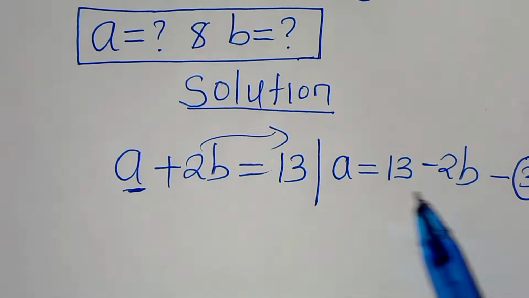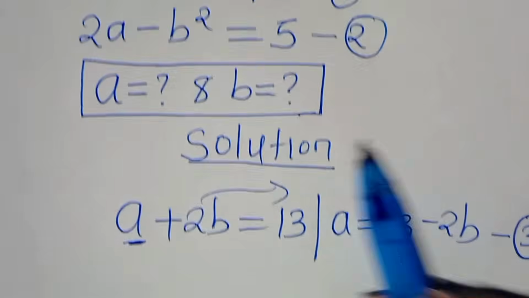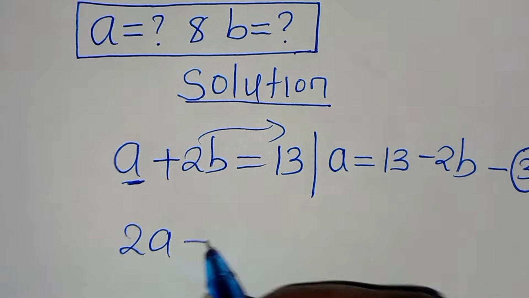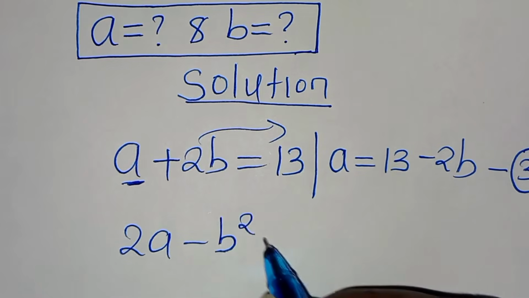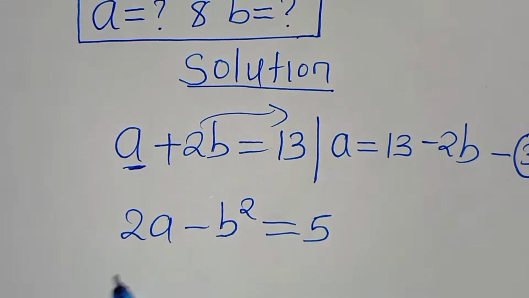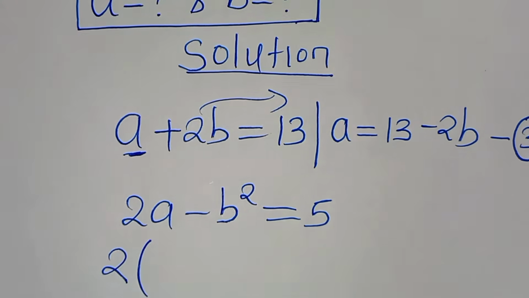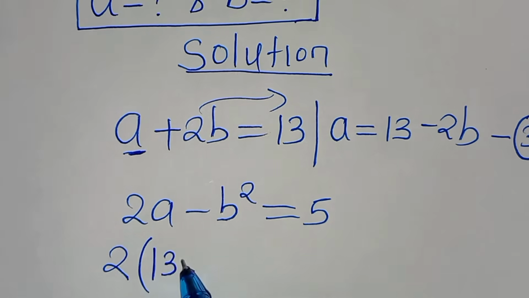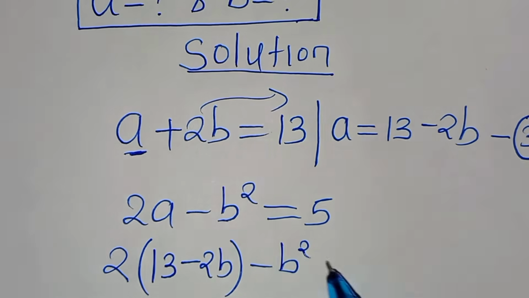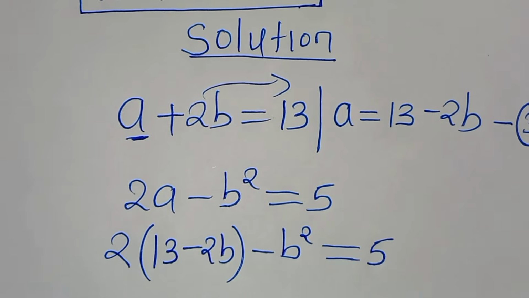So let's substitute equation 3 into equation 2. Equation 2 is equal to 2a minus b squared. This is equal to 5. So let's substitute the value of a so that we have 2 into the parentheses. This is 13 minus 2b subtract b squared. This is equal to 5.